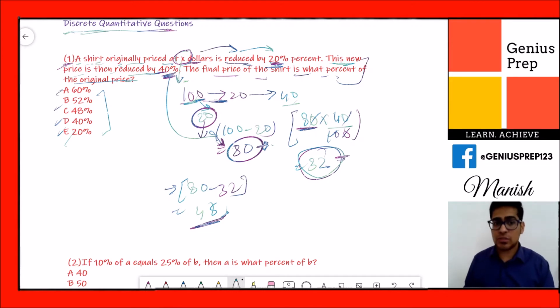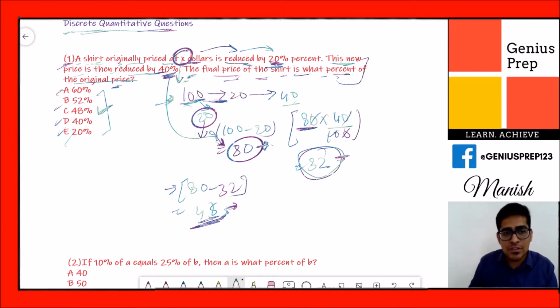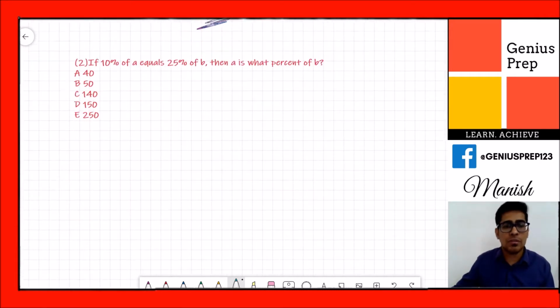But what is the question saying? The final price of the shirt is what percentage of the original price. The original price was $100 and the final price is $48. So 48 is what percentage of 100? That is 48%. So the answer is C. You see, when you consider 100 instead of any other value or an X, the question becomes so easy. This is the first kind of question, and this is a concept you can use when solving this kind of question.